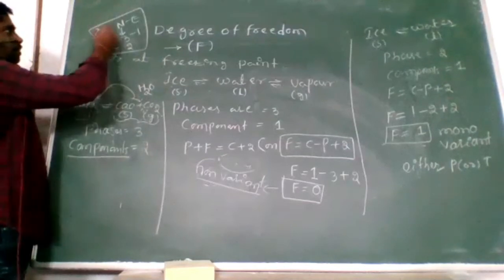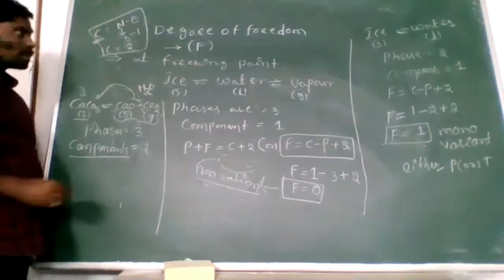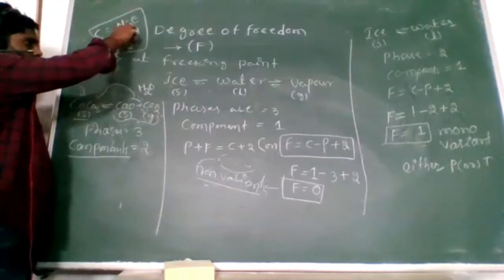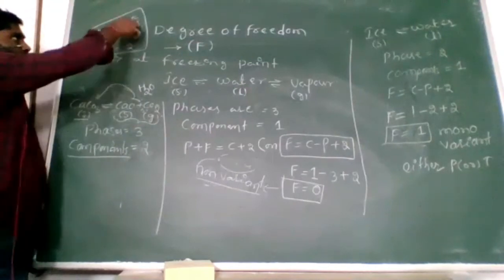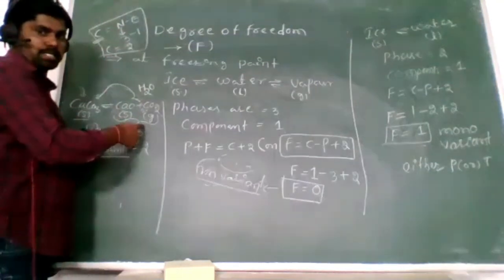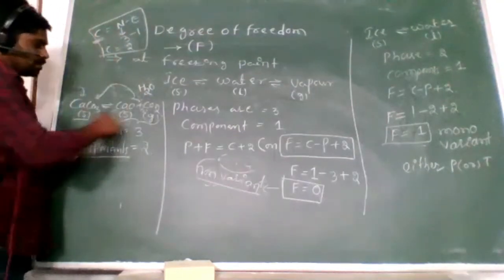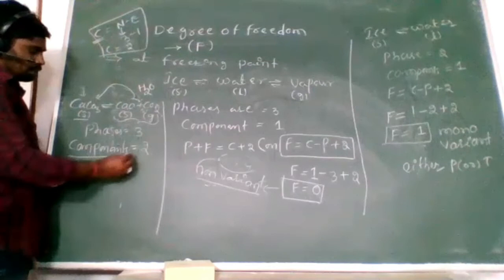Look at here. This is the formula. Number of species participating in the equilibrium minus number of chemical equations. Single equation. So here components 2.